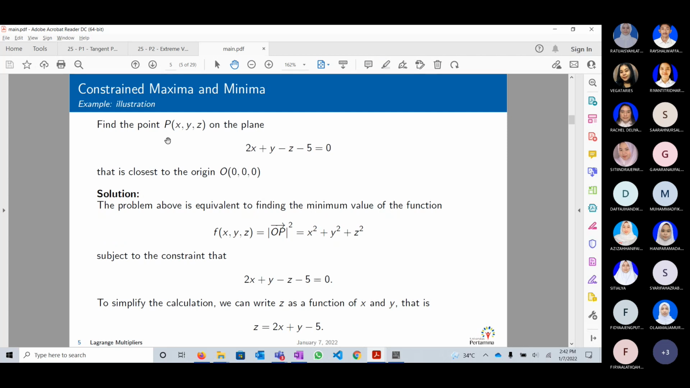So, for example, this is just the illustration. We are asked to find the point P on the plane 2x plus y minus z minus 5 equals 0 that is the closest to the origin 0, 0, 0. This is just some illustration.